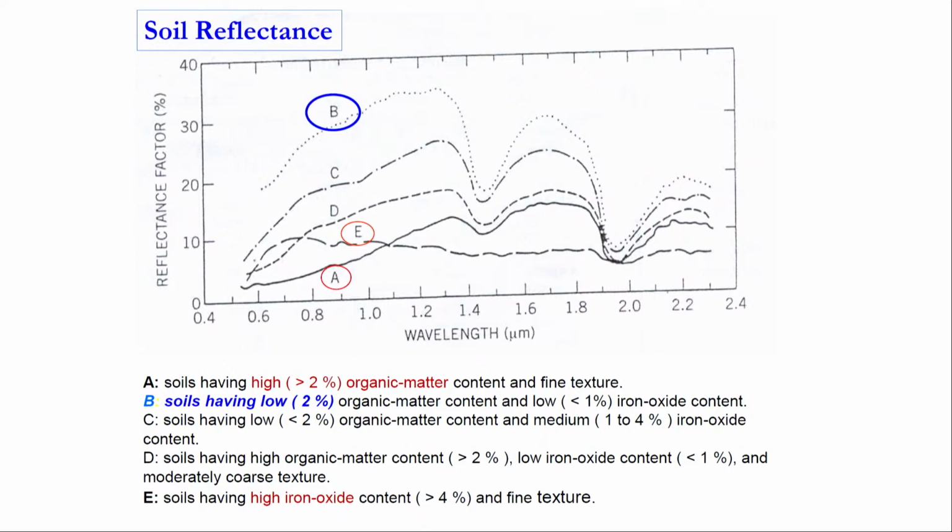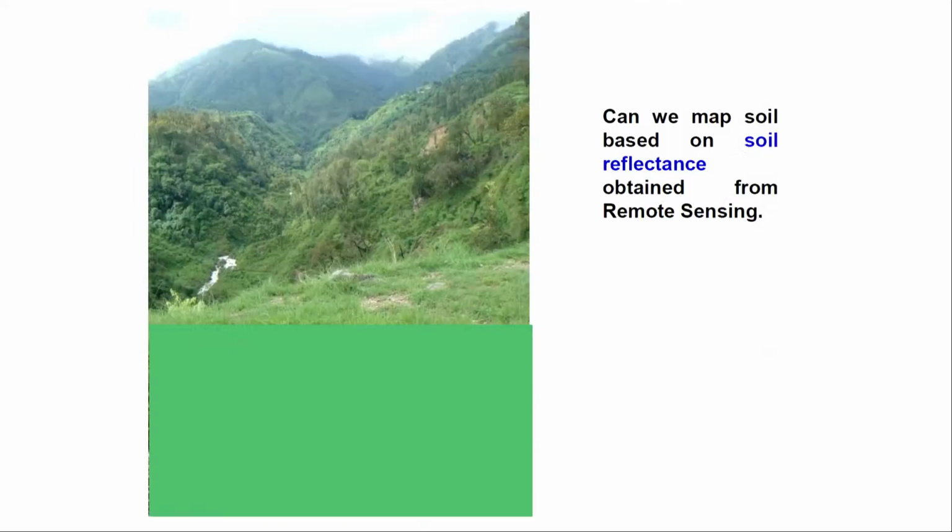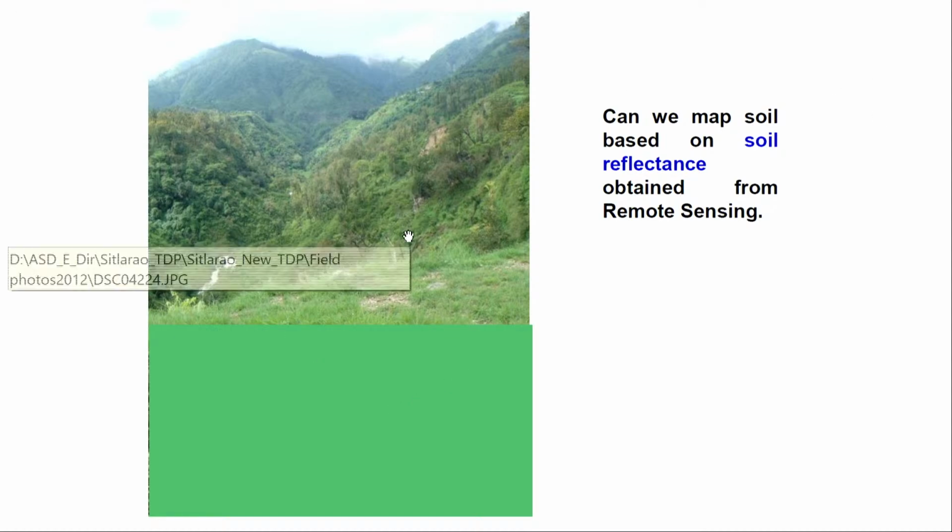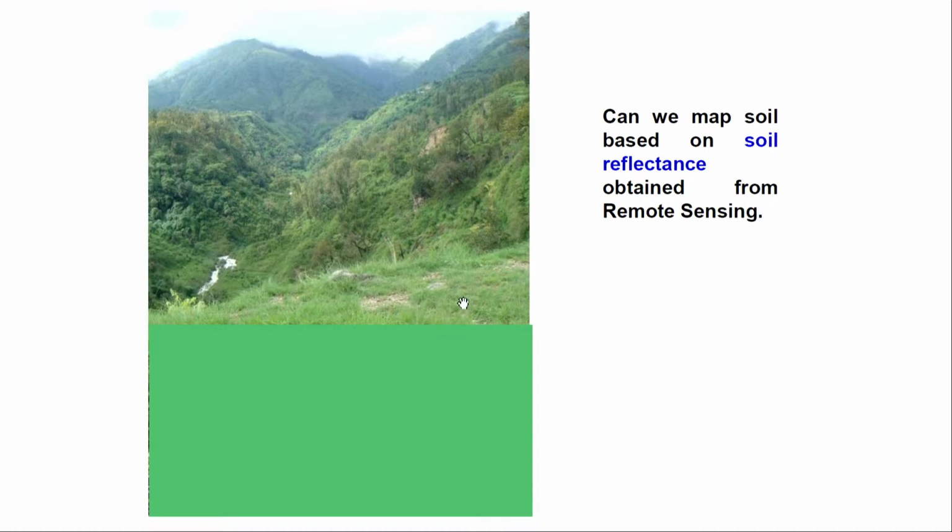This is in the case when soil is bare, with no vegetation cover. Here you see one field photograph. The hills have vegetation, and here the flat land has grasses. Can we map the soil based on soil reflectance from remote sensing data if I take the data? No, because it will give the reflectance of vegetation, not the reflectance of soil.